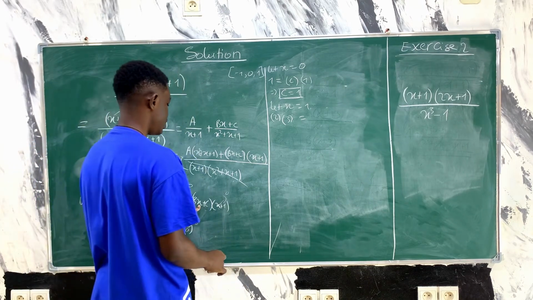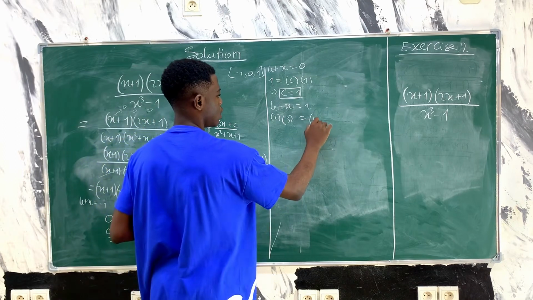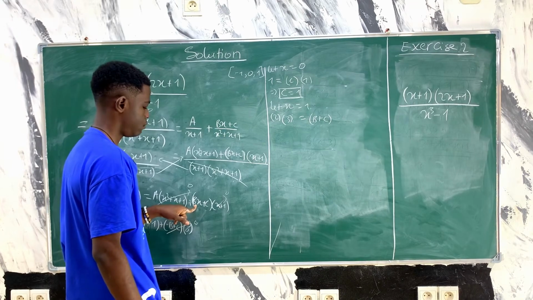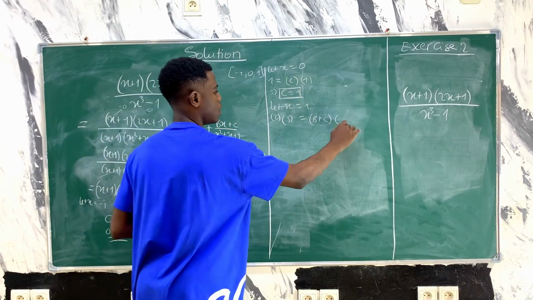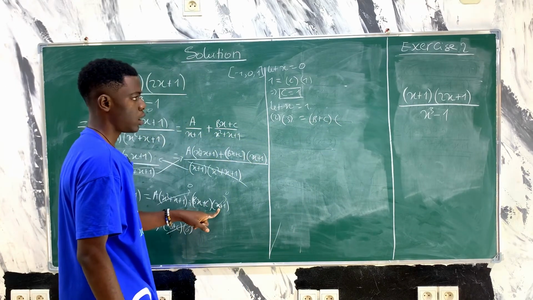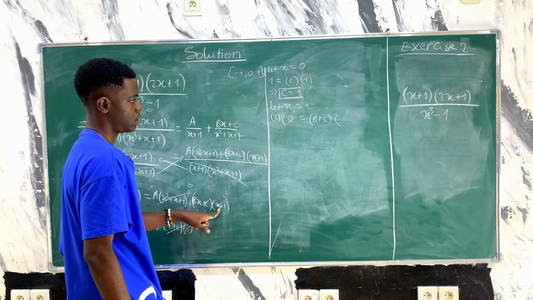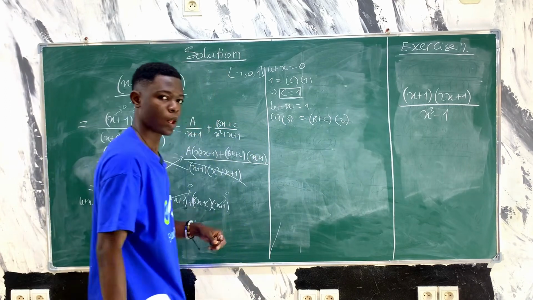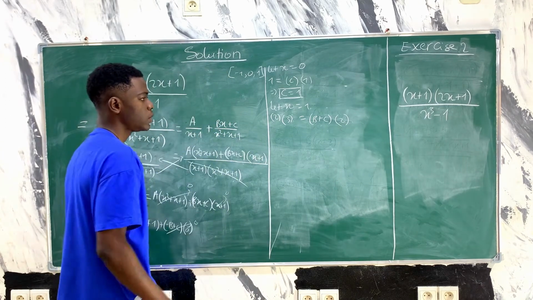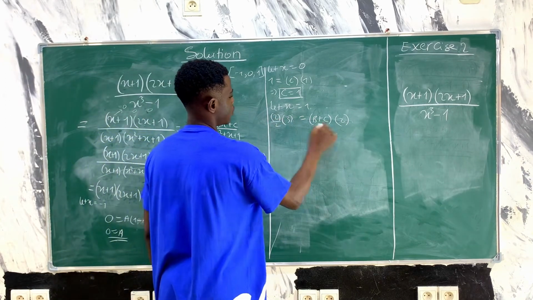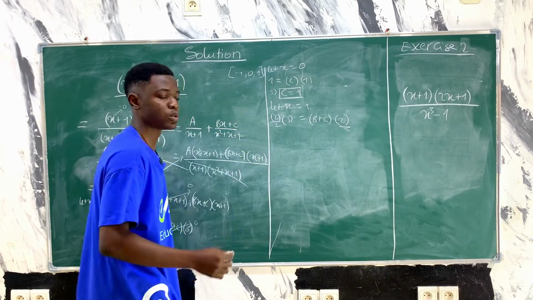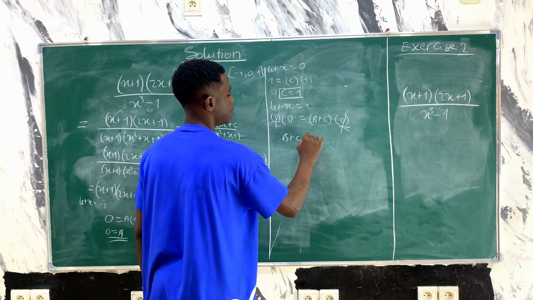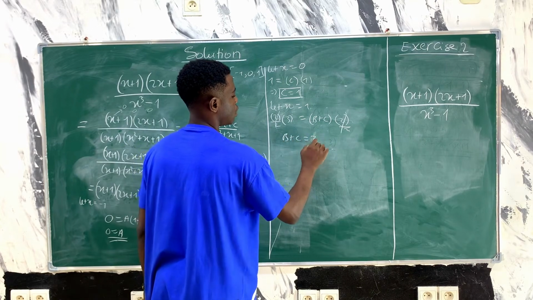x is 1, so I have b plus c. b times 1 is b, plus c, into here I have x as 1. 1 plus 1 is 2. From here I can say that these 2 can cancel. I can divide both sides by 2. This will go, this will go. So I'll be left with b plus c equals 3.